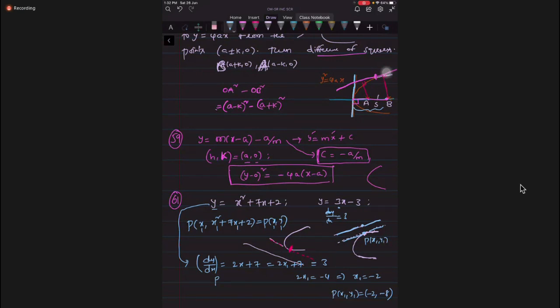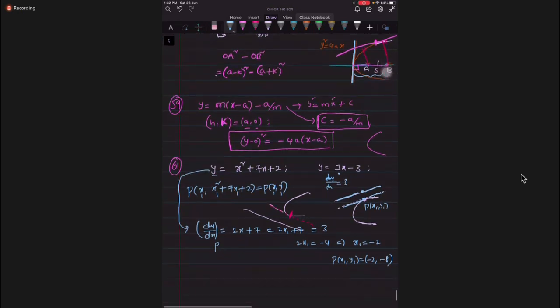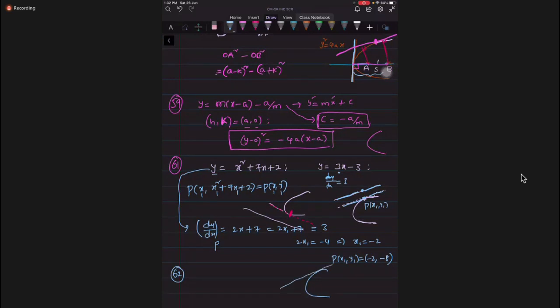63. The locus of point of intersection of two tangents inclined at an angle 45 degrees. This is one tangent, this is another tangent. We need the locus of the point of intersection of those two tangents. But the angle between the tangents is theta, 45 degrees. This is the question, right, students? We have not done the exact numerical, but we did the problem on this basis.